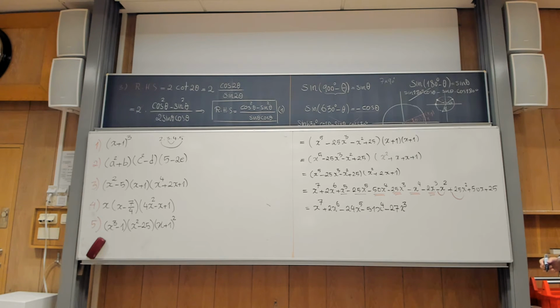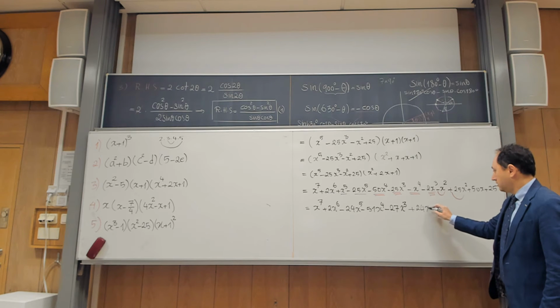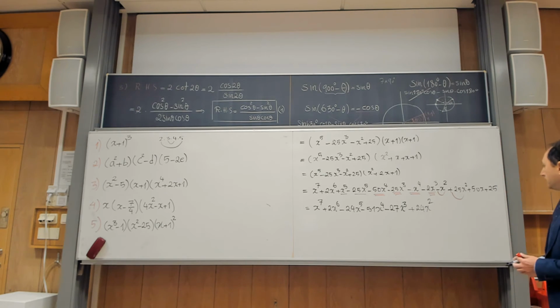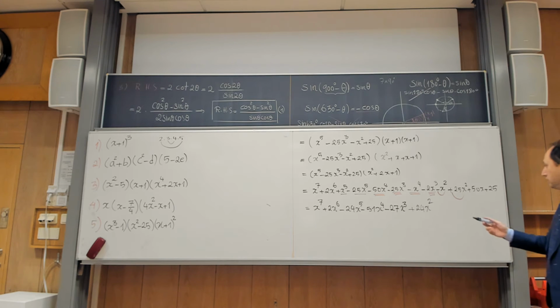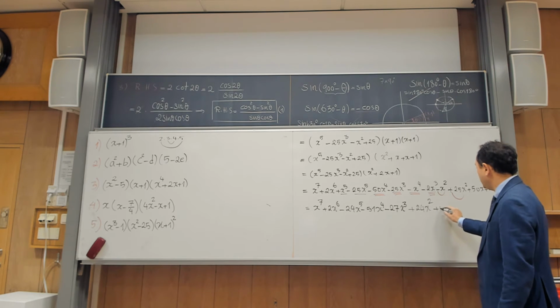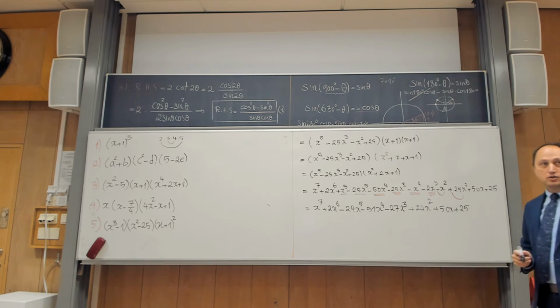Positive or negative? Plus 24x to the power of 2. Thank you. And then, is there anything left? 50x is left, but I think it is alone. Do you agree? 25, the constant term, is also alone. So this becomes 50x plus 25. So that would be the answer.